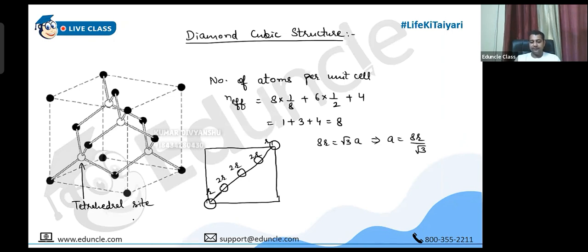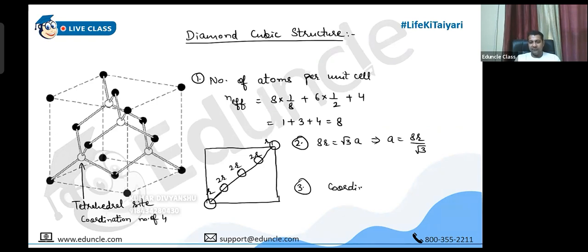Clear? So now we can calculate the atomic packing fraction, because we are able to get the length. So please tell me about the atomic packing fraction. Now what is the coordination number? If we have a look at the tetrahedral site, as we have discussed, it has coordination number 4. So it means each carbon atom is surrounded by 4 nearby carbon atoms.